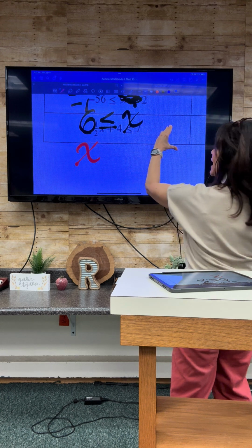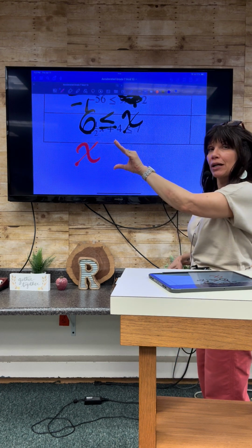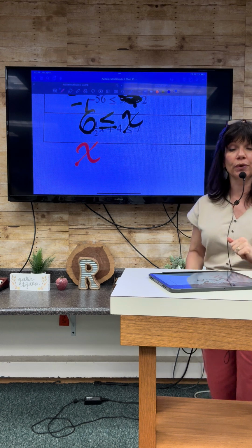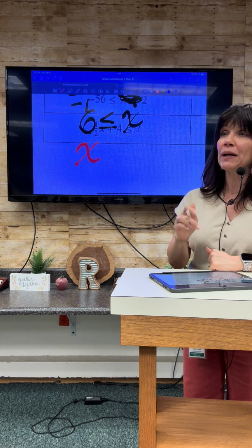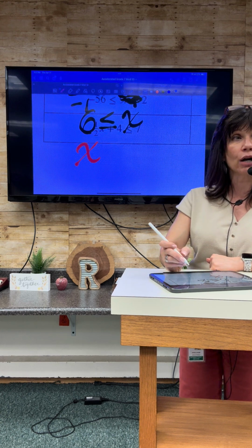Did the X switch sides? Yes. So now the alligator mouth is ready to chomp on it this way. Do you see what I'm showing you? So you're not flipping the sign, you're just making the mouth follow the X. So what will I now draw?